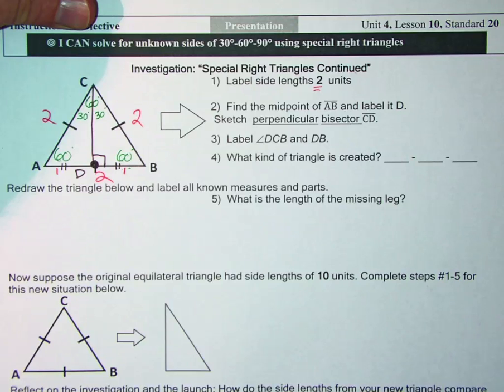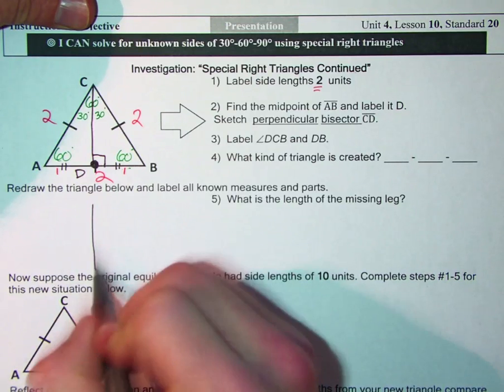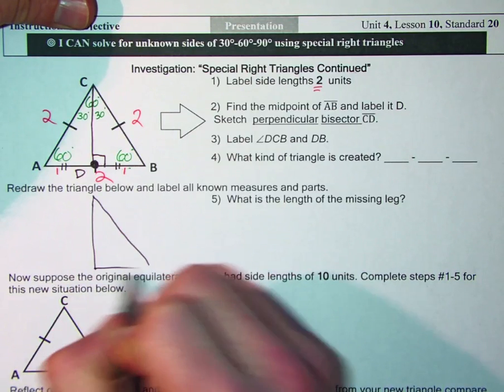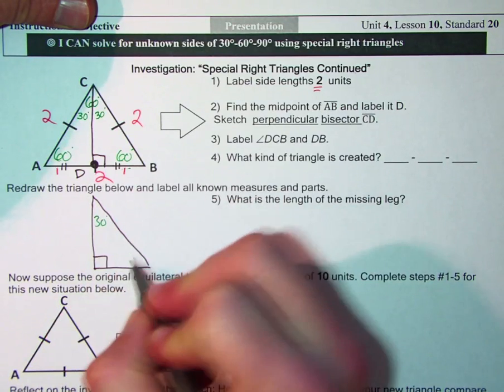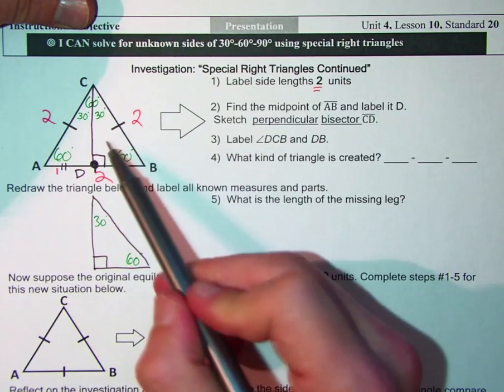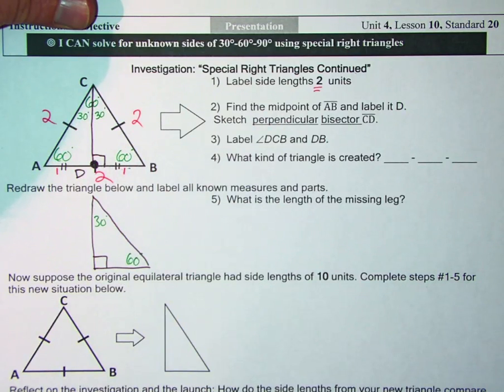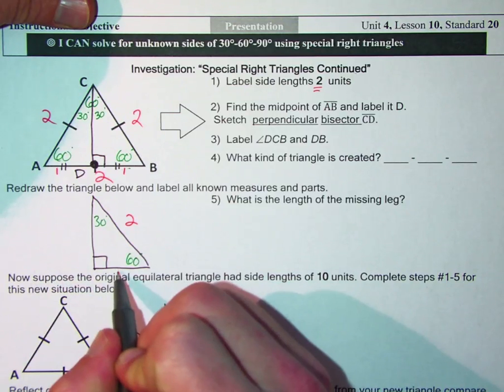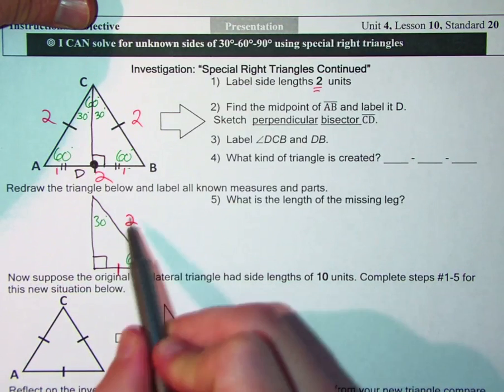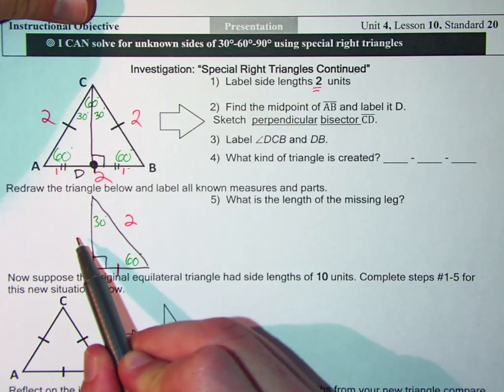So I'm going to go ahead and resketch this below really quickly. Here's my 30, here's my 60, here's my 90. Look where it came from. And all the sides used to be 2, except this now is 1. Question is, what's this side?